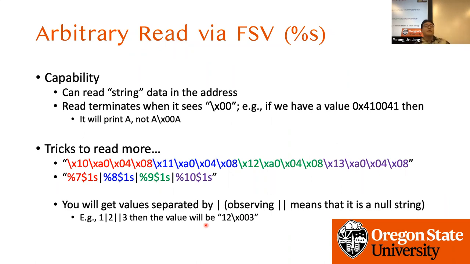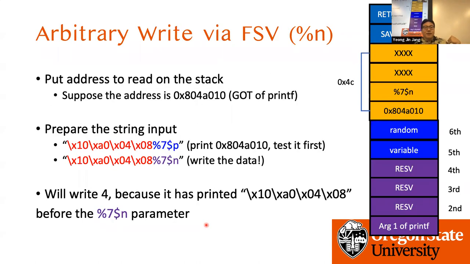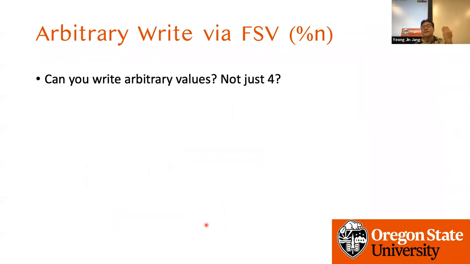But for arbitrary read, we will just read. For arbitrary write, we also need to specify the value, which value to write. So we can write an arbitrary value. That's why a format string vulnerability can turn into an arbitrary write.